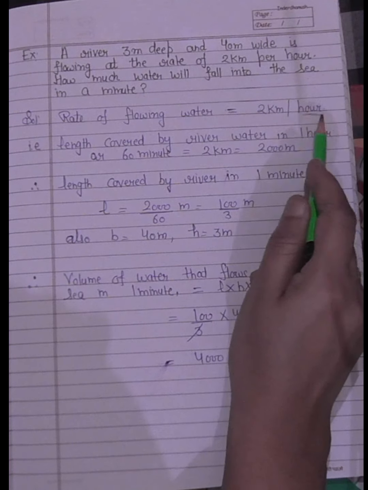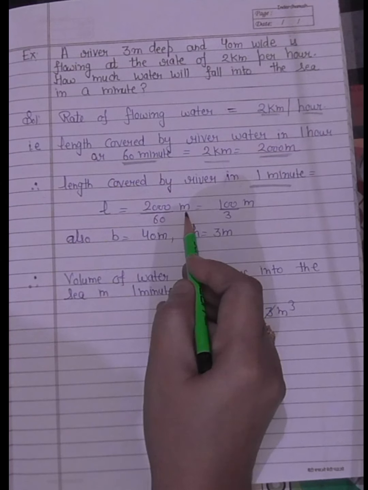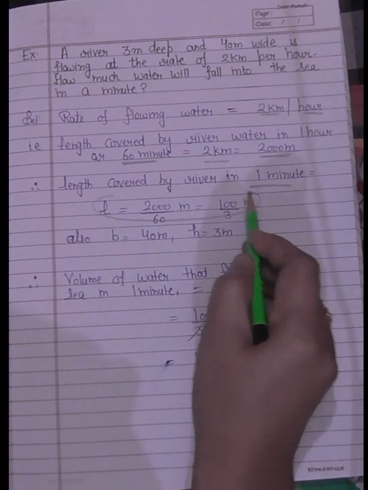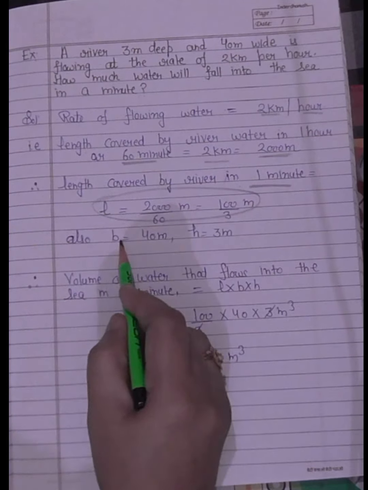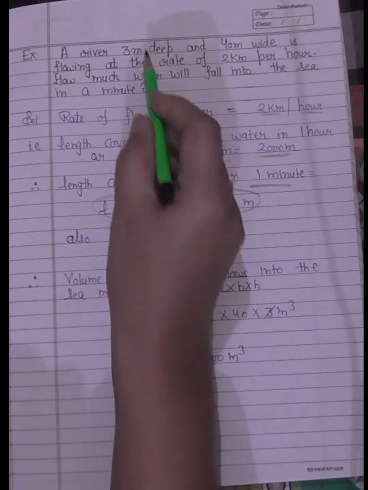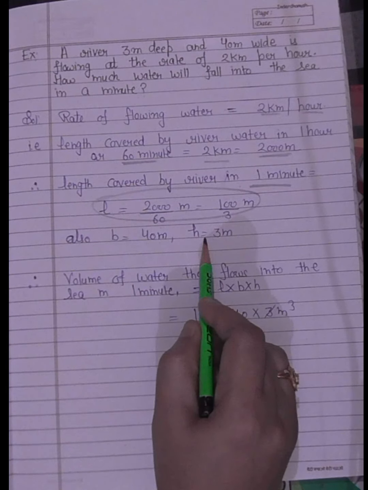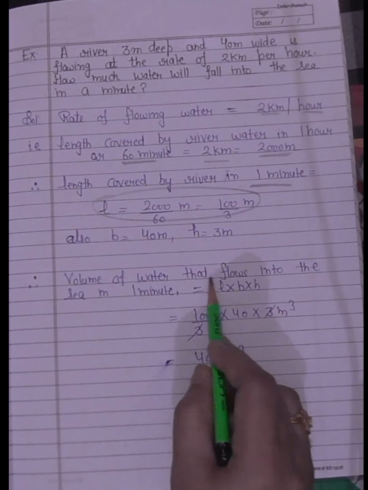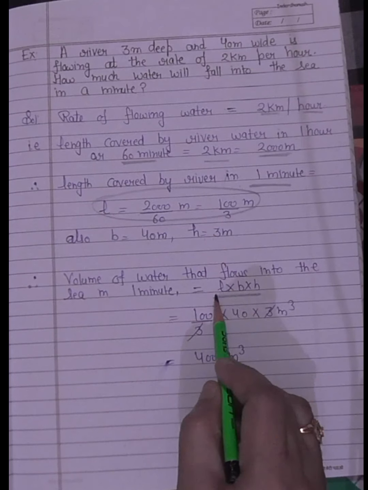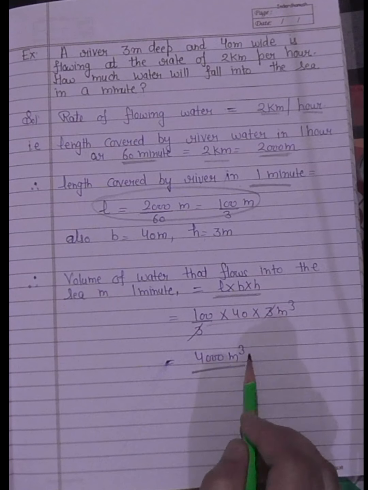Now the length covered by the river in 1 minute, it will be 2000 meter by 60. It means 100 by 3 meter. So the length will be 100 by 3 meter. Breadth is 40 meter. It is already given 40 meter wide. And height is 3 meter. It is 3 meter deep. So length, breadth, height all we have. So we can find the volume of the water that flows into the sea in 1 minute. It will be the volume of the cuboid, L into B into H. After putting all the values, I am getting it is 4000 meter cube.